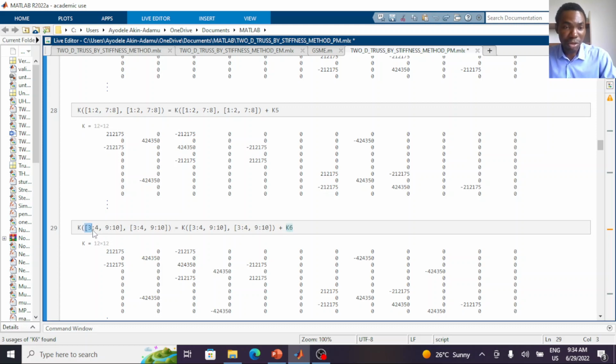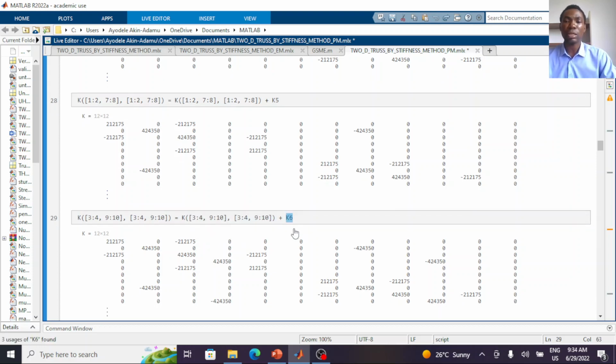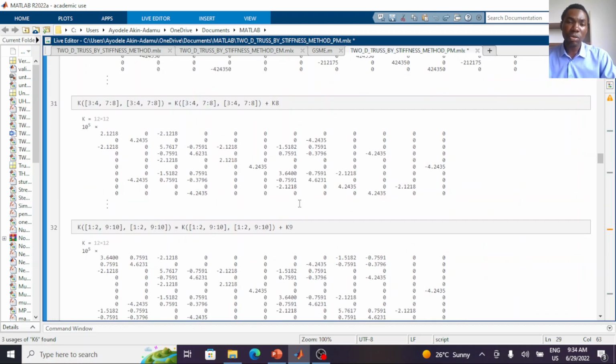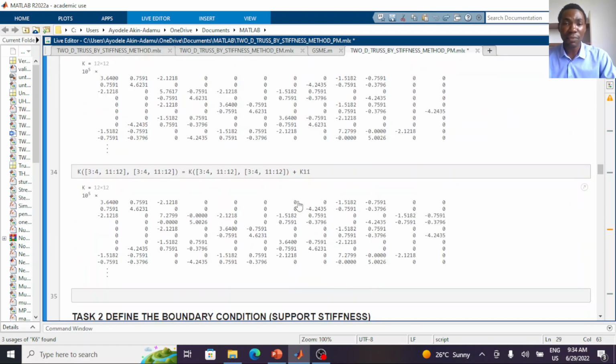And we need to write it in a square bracket. So this 3 column 4 means 3 and 4. This 9 column 10 means 9 and 10. So you write this in a square bracket, you put comma, you repeat the same thing in a square bracket, and you write everything on the left hand side, on the right hand side, plus K6. So this is how you do it. You do all this for the 11 local stiffness matrices.